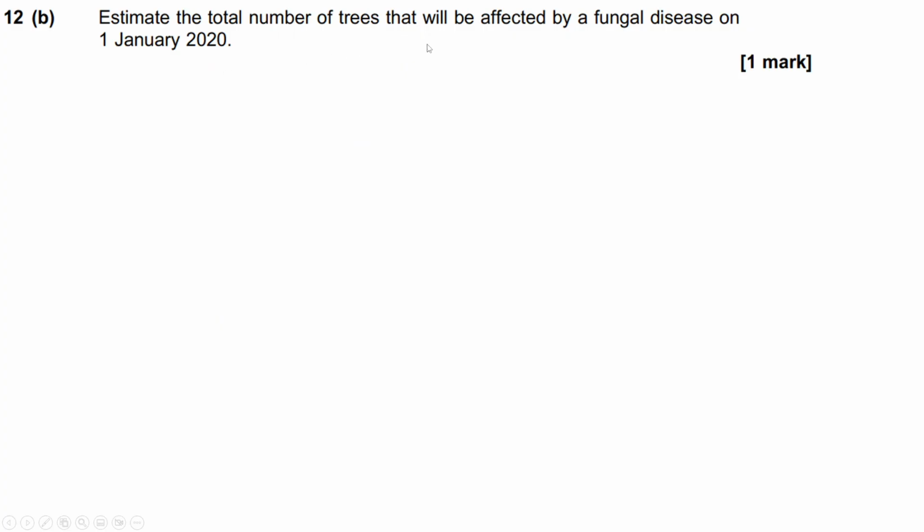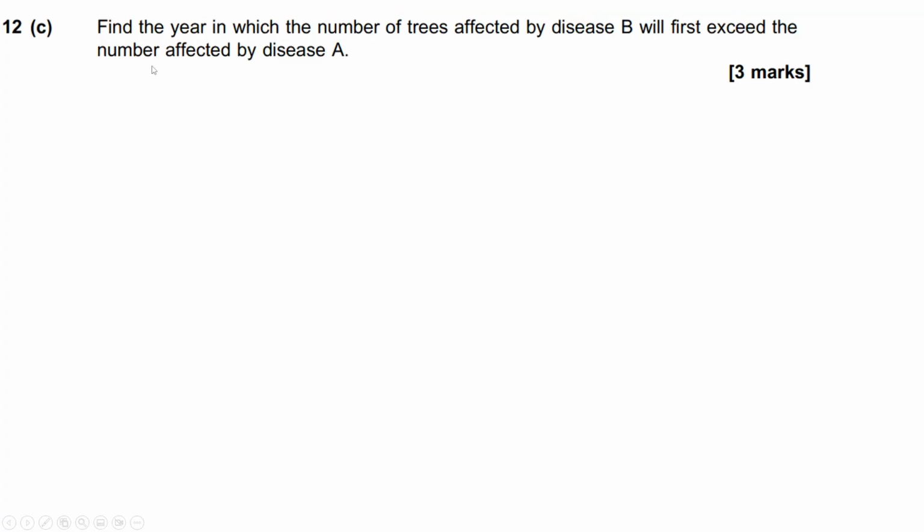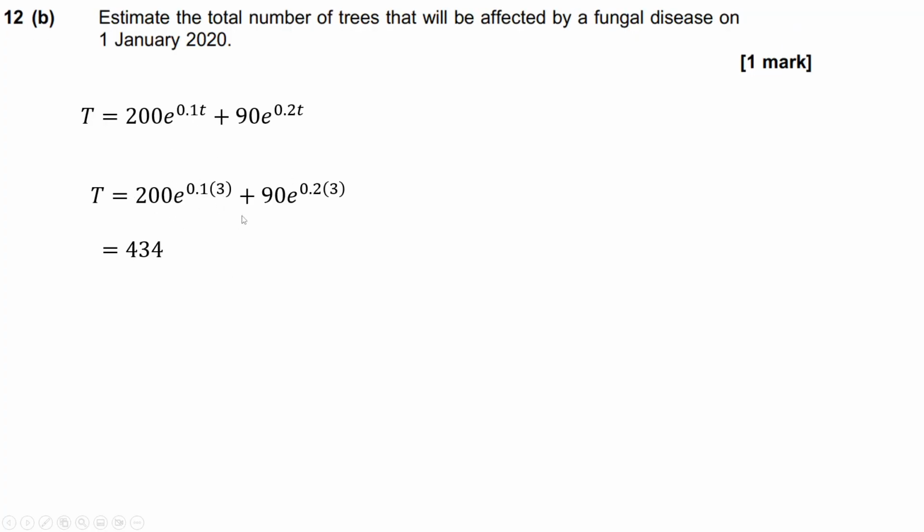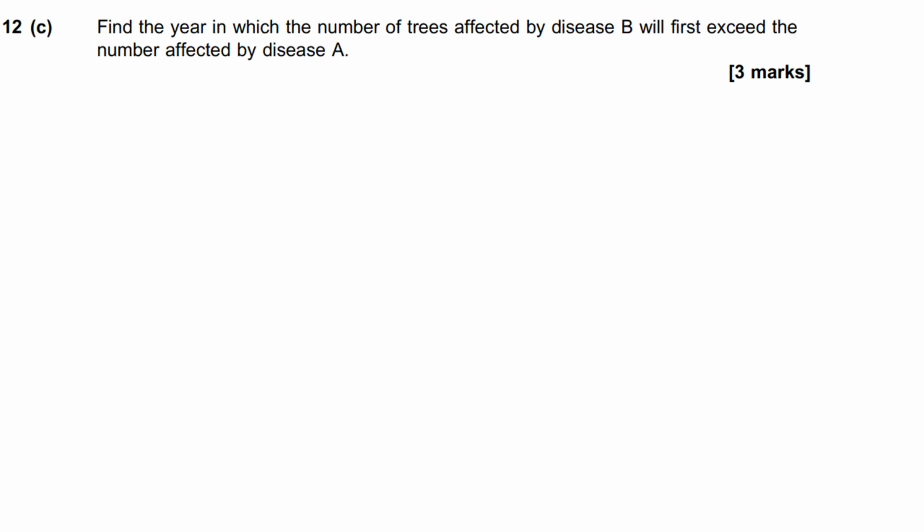Estimate the total number of trees that will be affected by fungal disease on the 1st of January 2020. So this is the total number of trees. Remember, it was NA plus NB with our values plugged in. It's 2020, so it's 3 years after 2017, so t equals 3. Plug that in, you get 434. I think this number here was actually a decimal. Just round it accordingly, because you can't have a decimal number of trees.